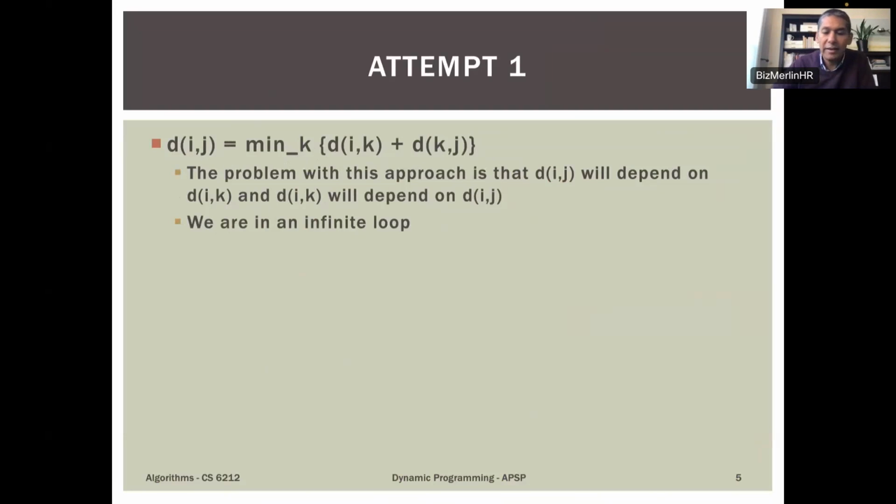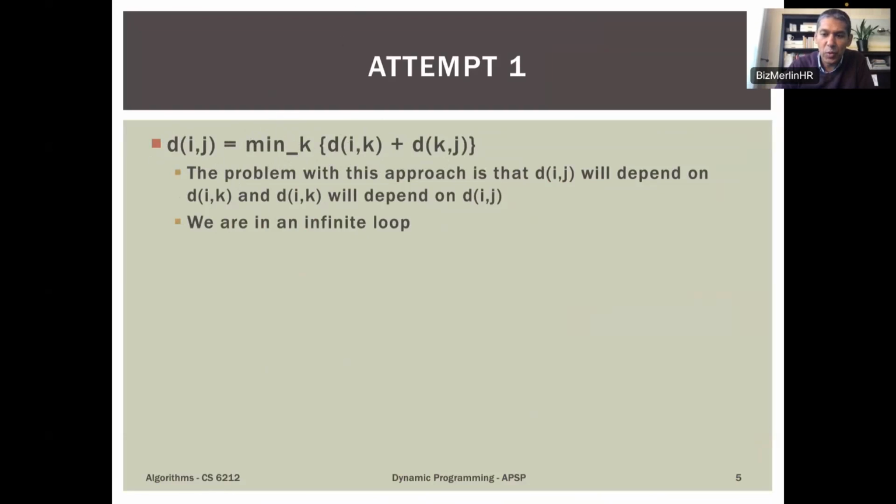Now you could say that of course you still have to take a minimum with wij, and that's fine. That's not really the problem. The problem here is that dik plus dkj is hard to find because dij depends upon it, and that depends upon dij. So that's the basic problem with this first attempt.